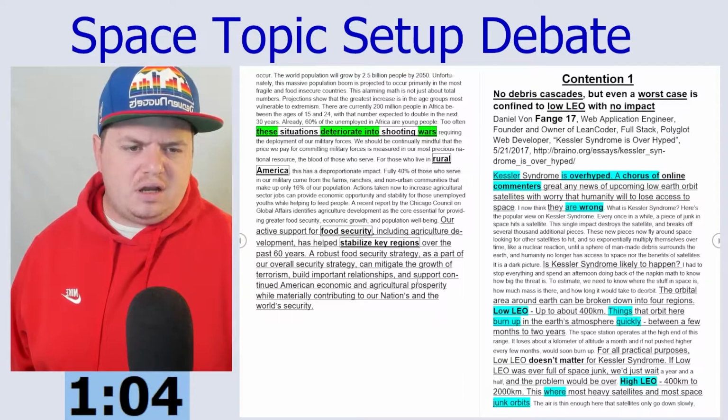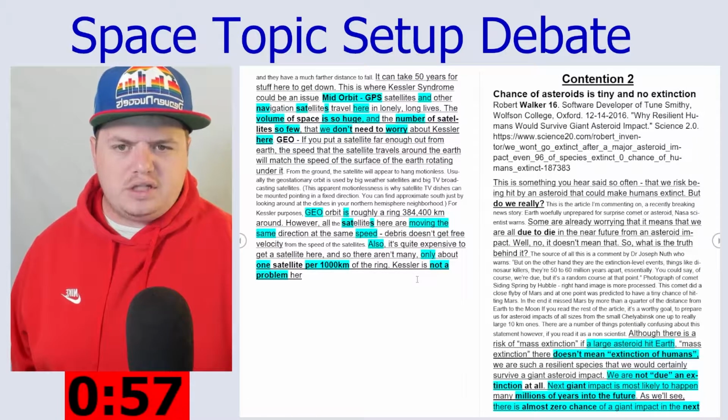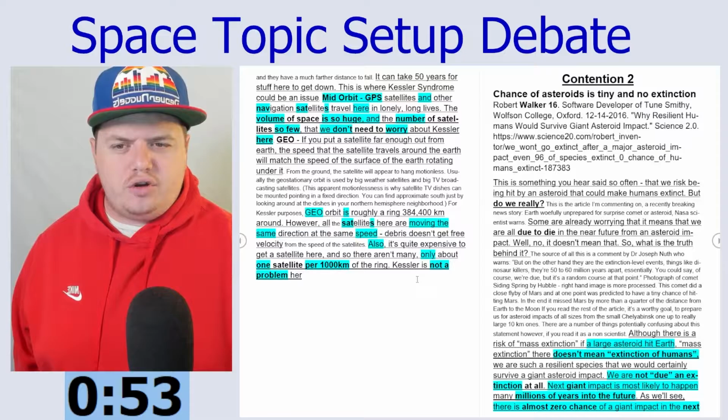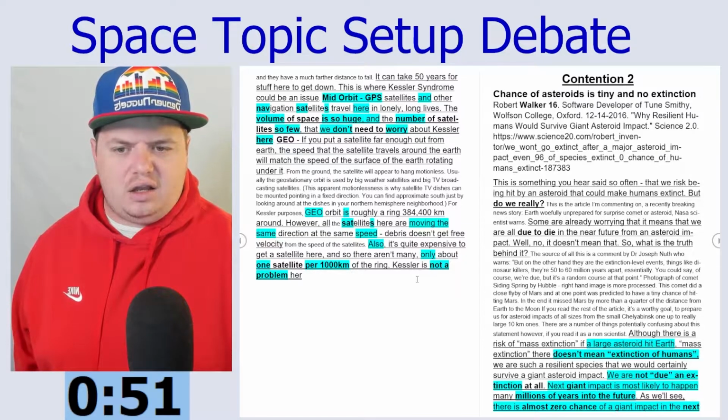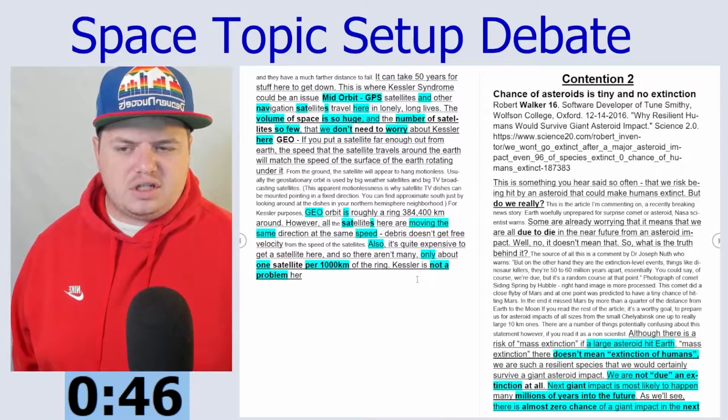Phage in '17: Kessler is overhyped. A course of commentators are wrong. In low LEO, things burn up quickly. High LEO is where junk orbits, and mid-orbit is where GPS and navsats are. The volume is so huge and the numbers so few, we don't need to worry. GEO is satellites moving at the same speed. Also, only one per 1,000 kilometers is not the problem here.